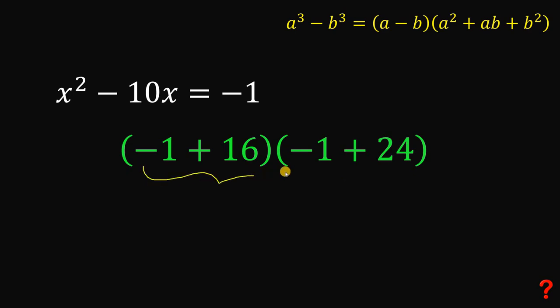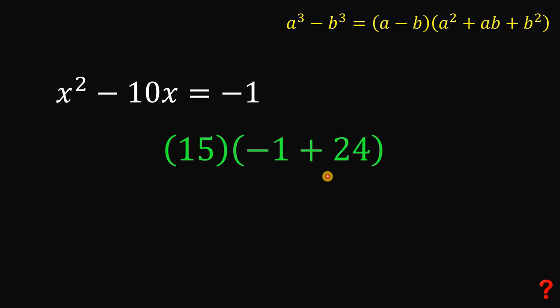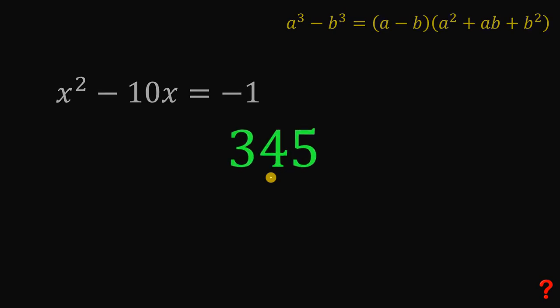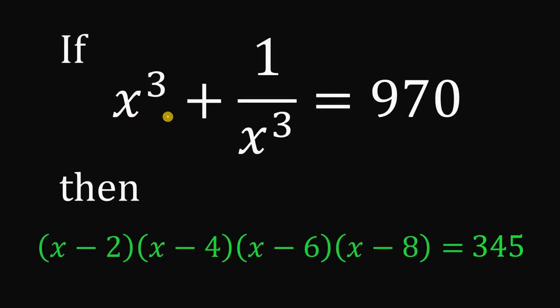Negative 1 plus 16, this is positive 15. And negative 1 plus 24, this is 23. And 15 times 23, this is very simple. This is just 345. And that is the answer to this question. Therefore, if x cubed plus 1 over x cubed equals 970, then the numerical value of x minus 2 times x minus 4 times x minus 6 times x minus 8 must be 345. And as always, we are done.